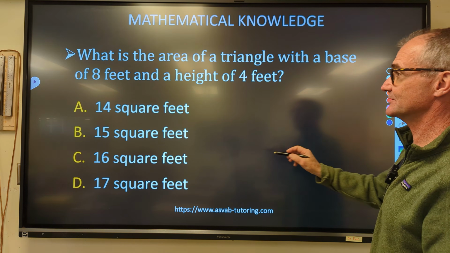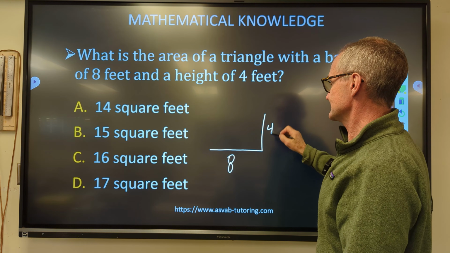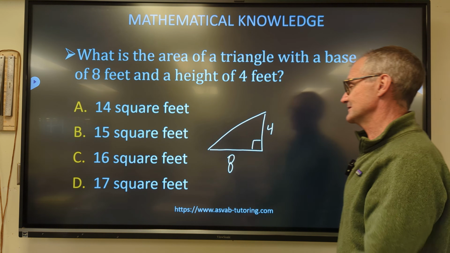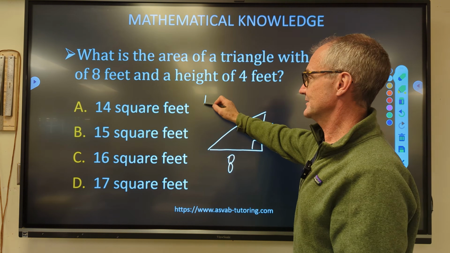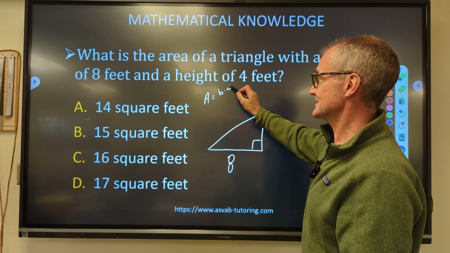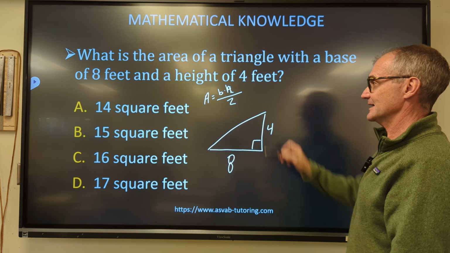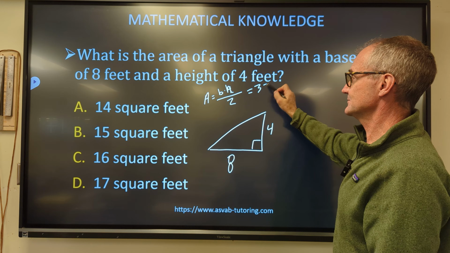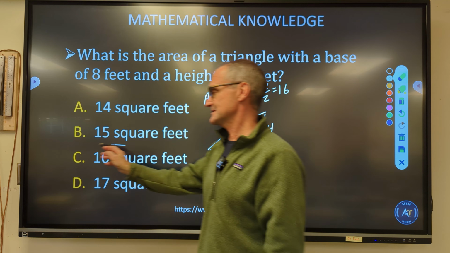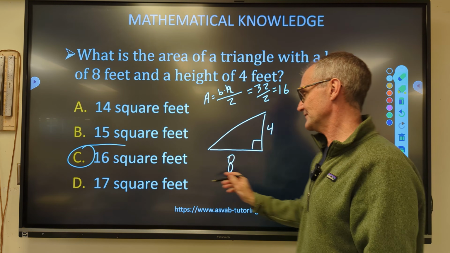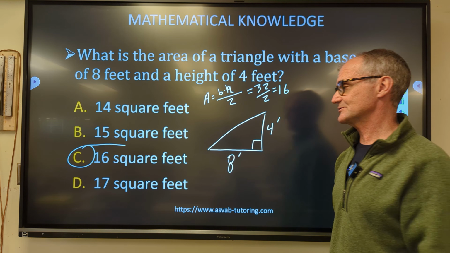The area of a triangle with a base of 8 feet and a height of 4 feet. So again, I'm going to turn that sentence into a picture. So it's base of 8, height of 4. You need to know the area of a triangle. Area of a triangle is base times height, base times height divided by 2. So I got 8 times 4, 32, divided by 2, 16. So correct answer is C, 16 square feet. That square feet is because this is feet and this is feet. So I have feet times feet, which give me the square feet.